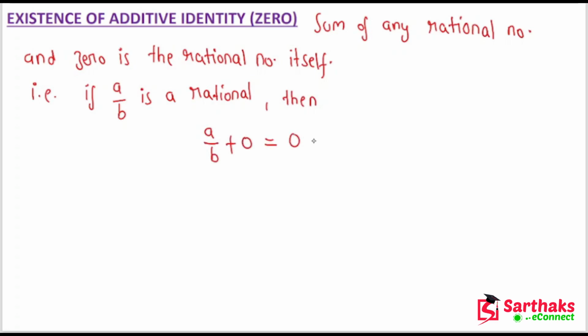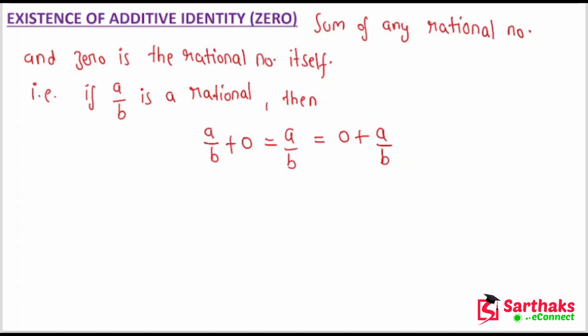And since commutativity is present, we can also write it as 0 plus a upon b. So you can add 0 to a upon b and you will still get a upon b. Here you have to write a upon b, right? So a upon b plus 0 is equal to a upon b itself. See, the rational number is coming itself, so 0 is not making any kind of change.